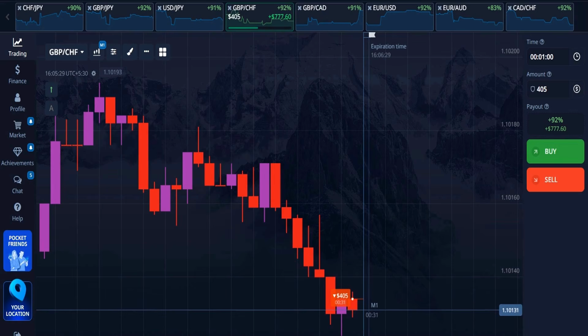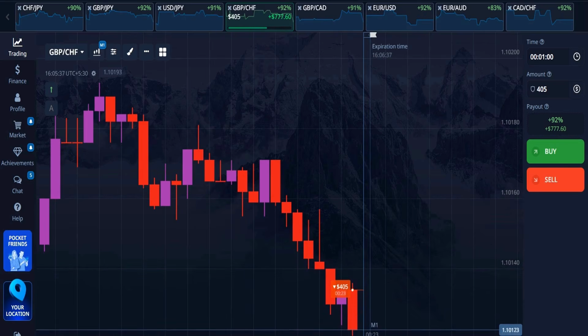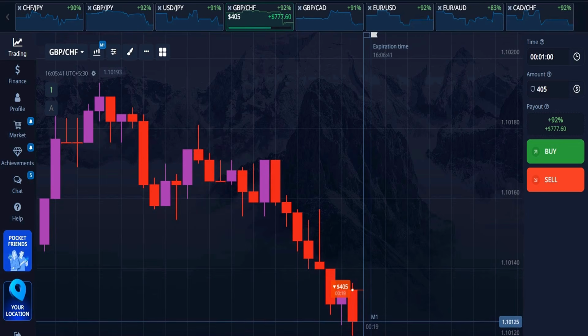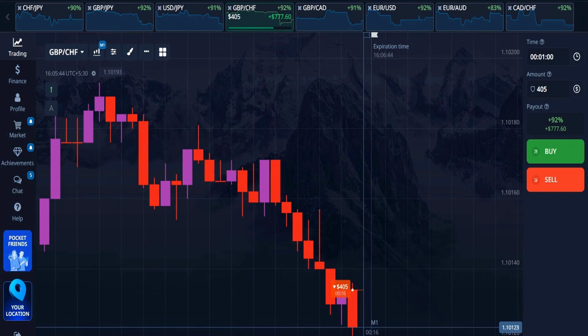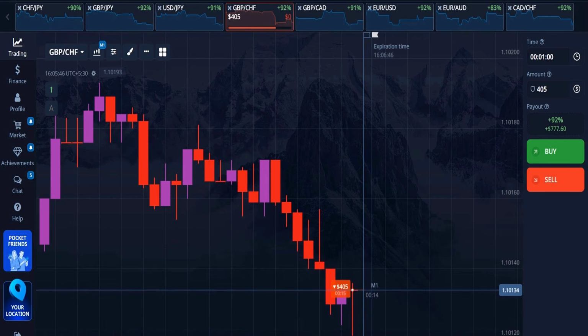Now let's move on to buy trades. The process is just the opposite. Look for 5 or more consecutive bullish candles forming one after the other. This indicates a strong bullish trend. As soon as you spot a bearish candle, that's your sign. Take a buy trade on the next candle to follow the trend. It's as easy as that.